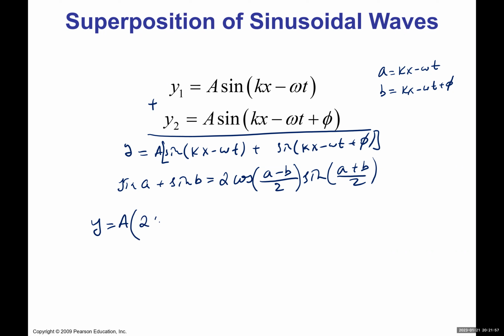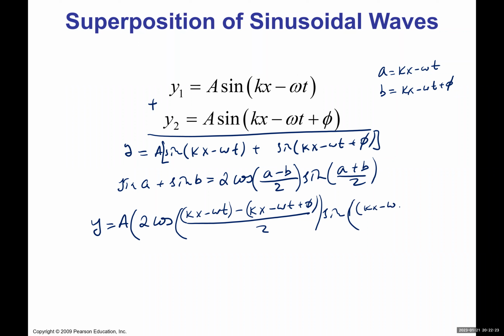So it's 2 cosine of A minus B, so this will be kx minus omega t, then minus kx minus omega t plus phi, all divided by 2. Then sine of kx minus omega t, plus kx minus omega t plus phi, this whole thing divided by 2 again. And then we can just calculate from here.